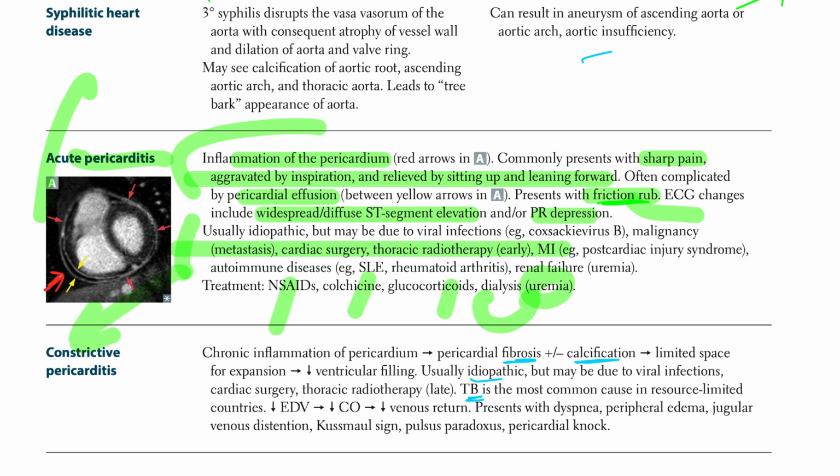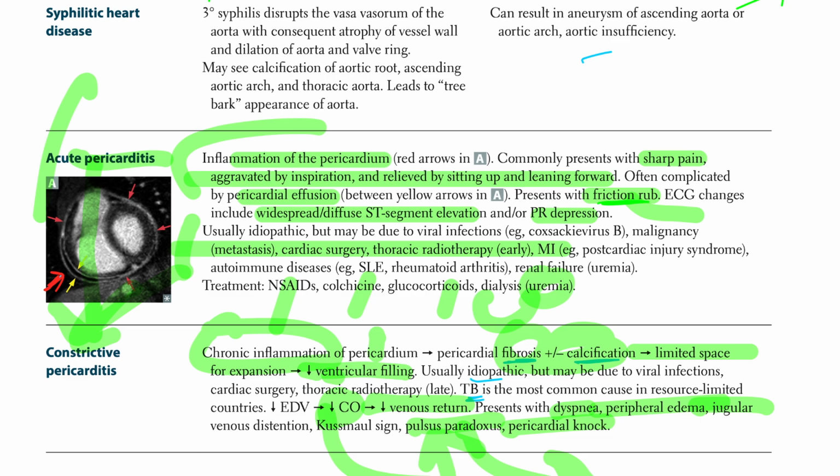With constrictive pericarditis, if you have repeated infection, chronic inflammation will cause the pericardium to go into fibrosis and calcification, which will cause limited space for the ventricle to fill, decreasing the cardiac output, decreasing the venous return. When you decrease that, everything will flow back, causing JVD, peripheral edema, shortness of breath, pulsus paradoxus, and you know what that is, and pericardial knock will be there as well.